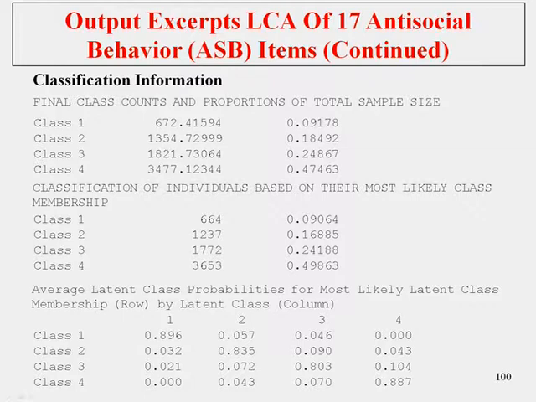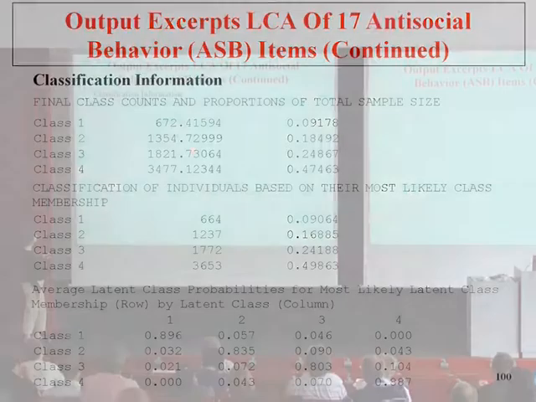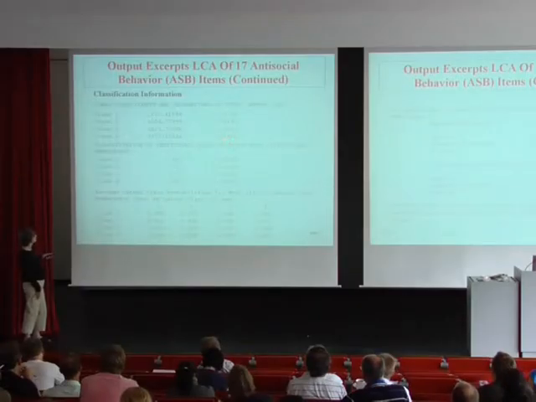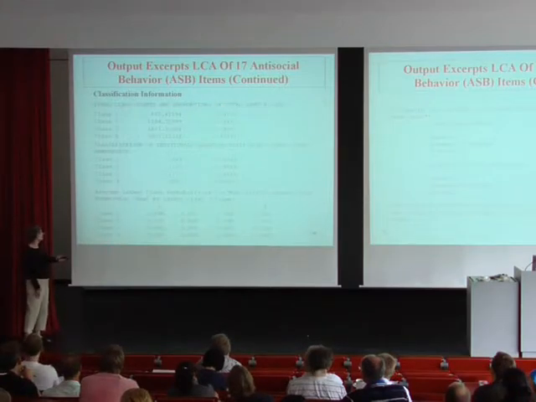So you can see class 1 has 672.41594 people, or 9%. Class 2 has 1354.73, or 18%. We have 25% in class 3 and 47% in class 4. And this is the normative class. Class 1 is the high on everything, so you would expect that to be a smaller class.